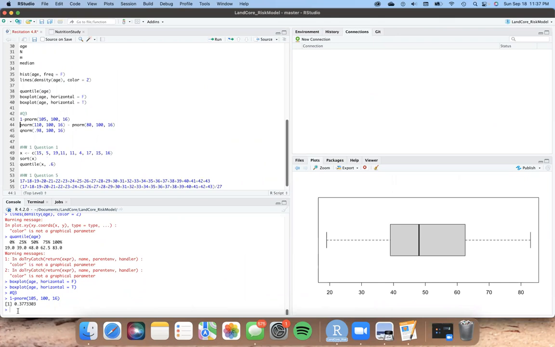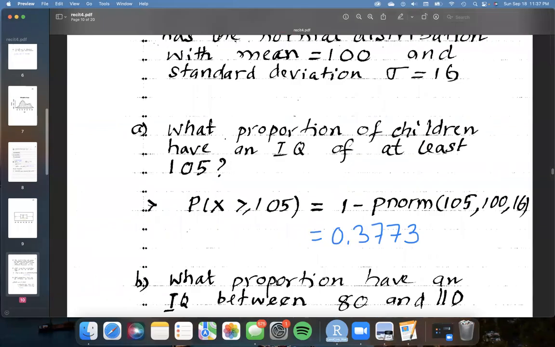you get 0.3. So I did 1 minus P norm 105, 100, 16, and you get 0.3773303 right here.